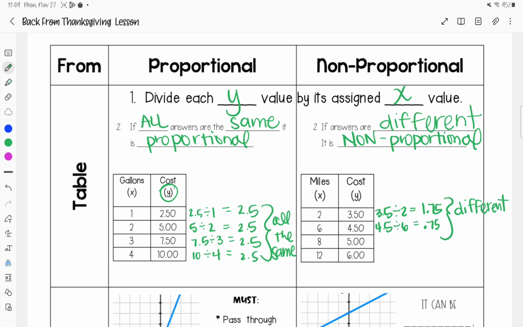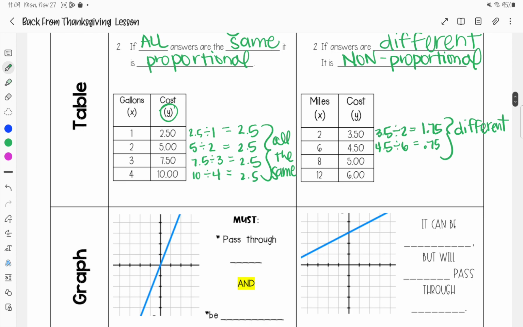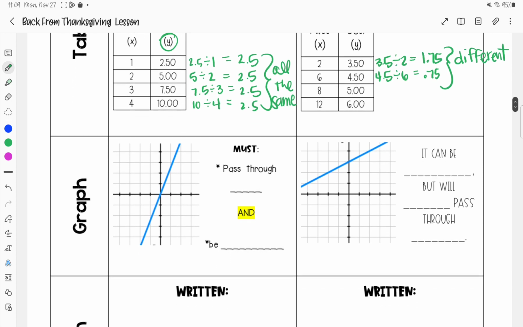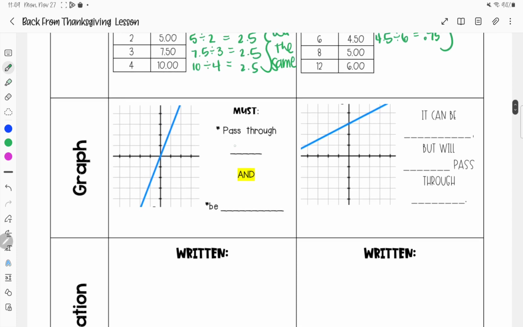The next thing we're going to look at is when they give it to a graph. I think the graph is the easiest, because the last two are the easiest. The table requires the most work. So looking at a graph, there's two things that make it proportional. Number one, it has to pass through the origin, which we should know is 0, 0. It has to do that, and it can't just be one or the other. It has to be the origin and be linear, which means a straight line. So this one passes through the origin and it's a straight line. It doesn't matter if it goes up or down, it just has to be through the origin and a straight line.